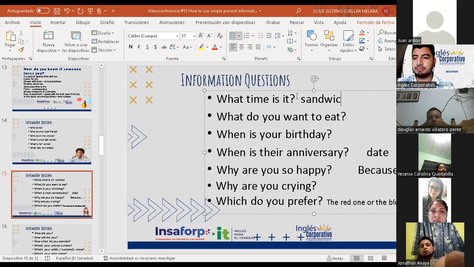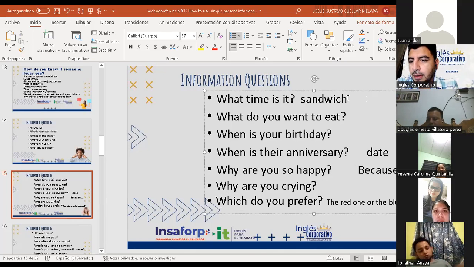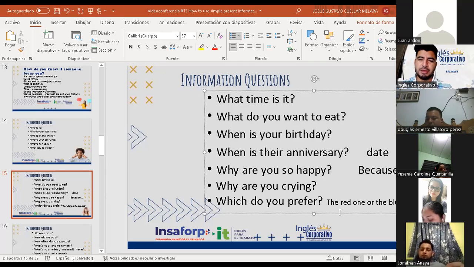¿Qué significa, teacher? Como sándwich, si no lleva H. Which, acabo de decir que significa cuál. ¿Cuál? ¿Ok? Entonces, por eso deben de ponerle H. Which do you prefer? ¿Cuál prefieres? Aquí tenemos una opción. The red one or the blue one. El rojo o el azul. Ok. Por eso le ponemos one. Así es como una forma de decirlo. Por ejemplo, les van a dar lapiceros. Which do you prefer? The red one or the blue one? El rojo o el azul.